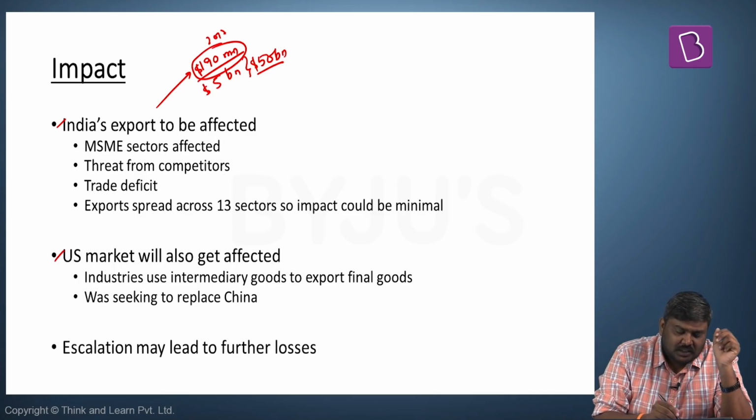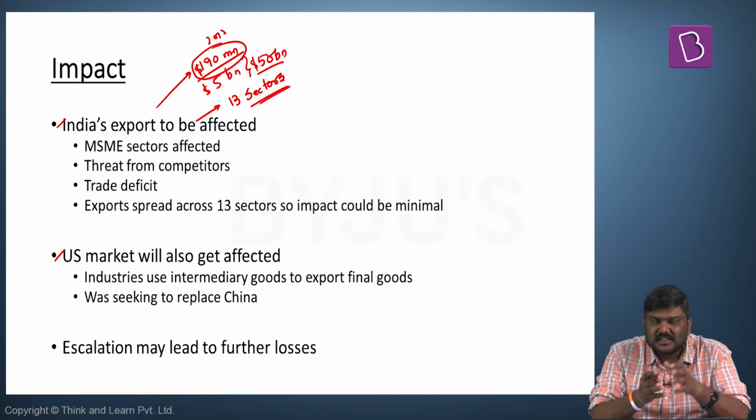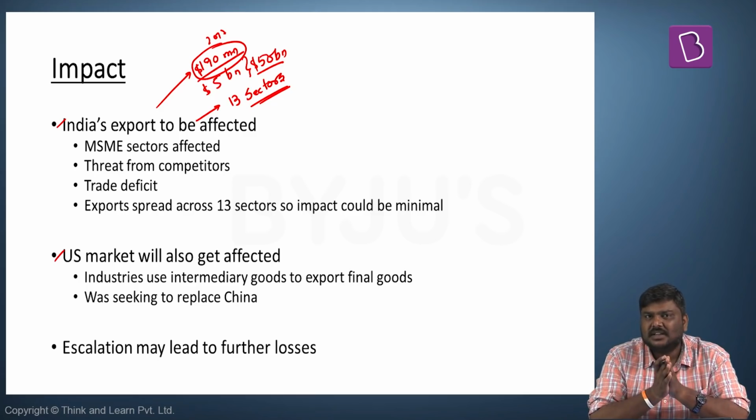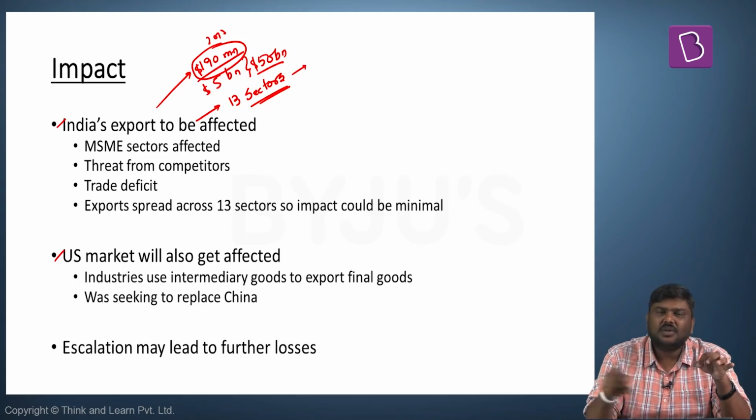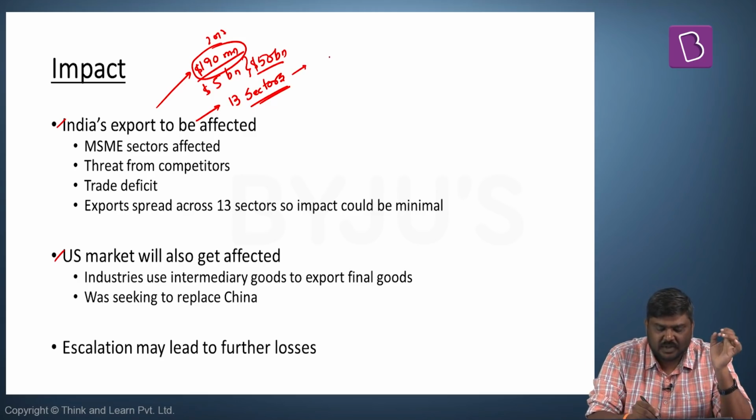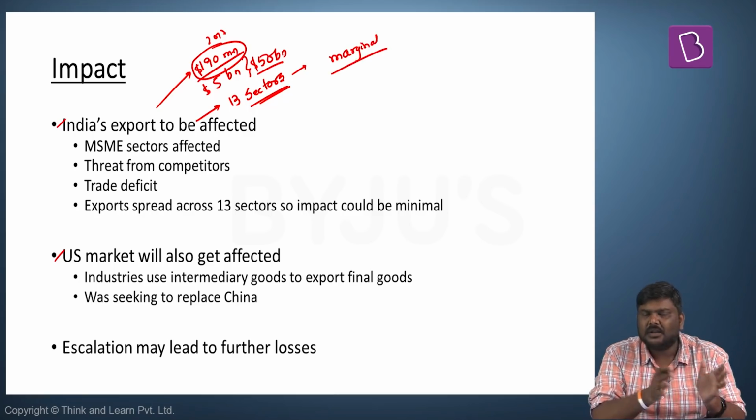Second, these exports are spread across 13 sectors. And since these are spread across 13 sectors, the withdrawal of the GSP status may not have a huge impact on a single sector. So the overall impact on India's exports will be marginal. This has been the argument put forward by the Government of India.